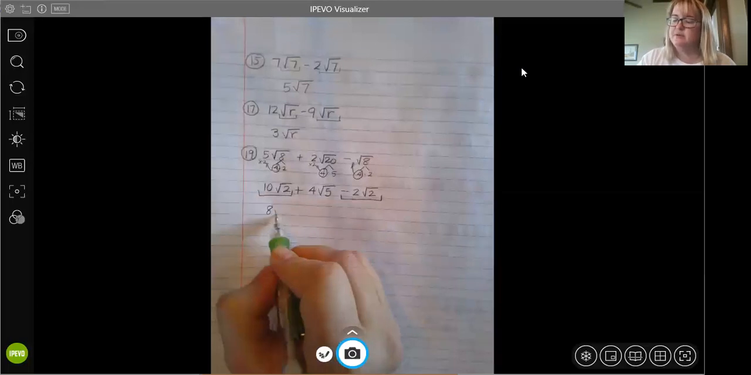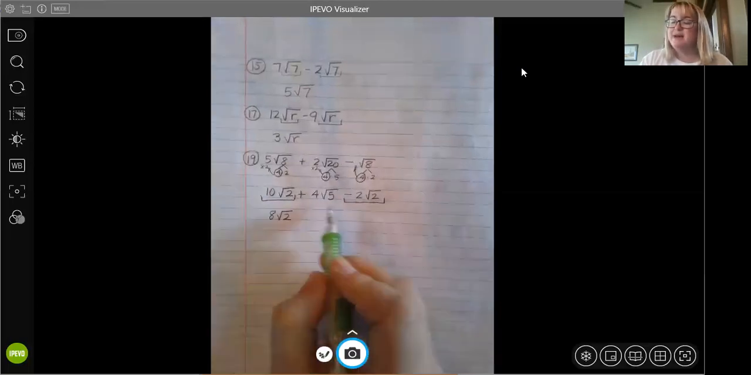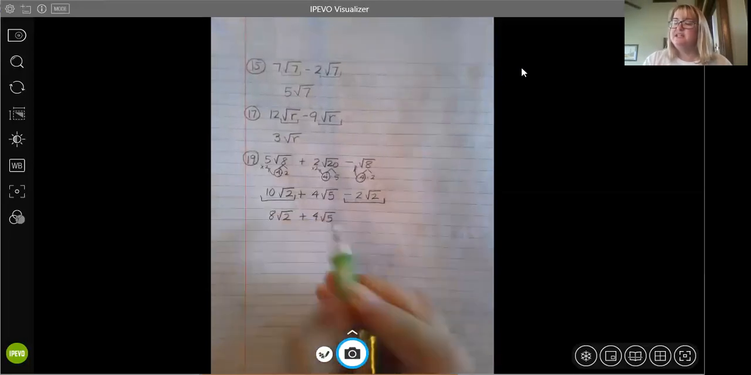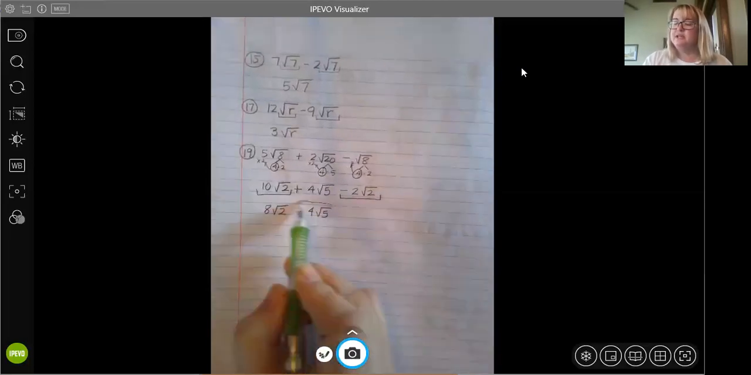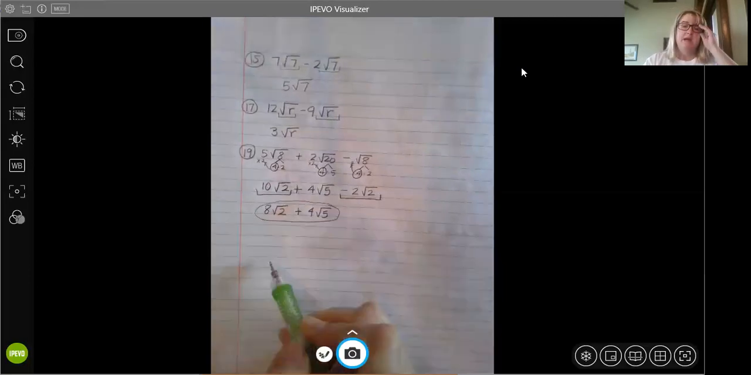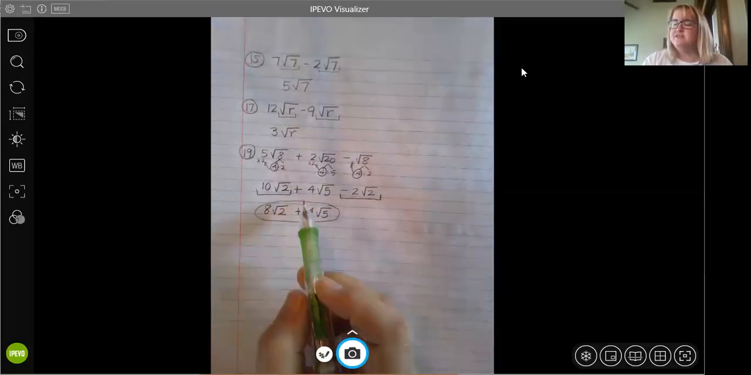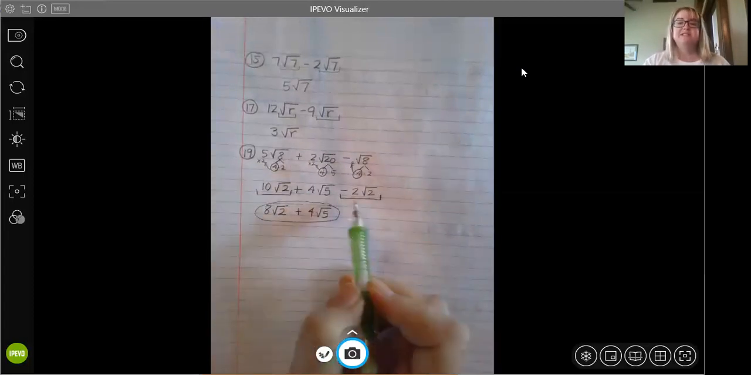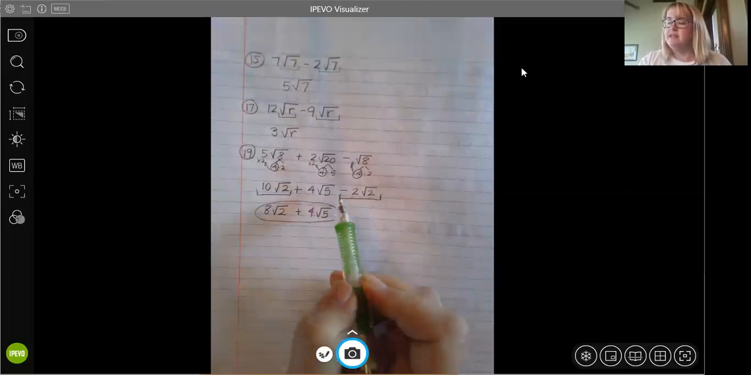So it's 8 times the square root of 2. I cannot combine this because it is different. It has a different unit. So this is as simple as it will get for number 19. So again, when you have different units, we want to get them in simplest form, because once we get them in simplest form, then you can combine them.